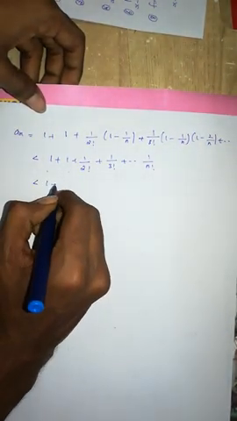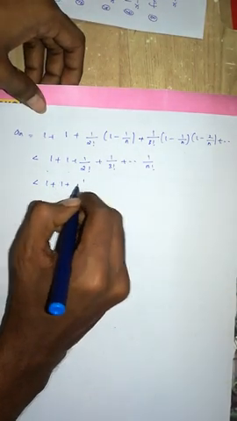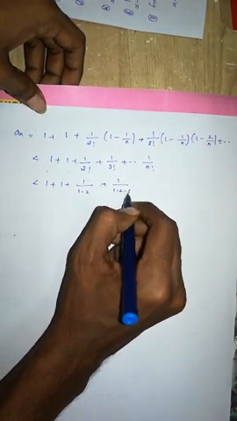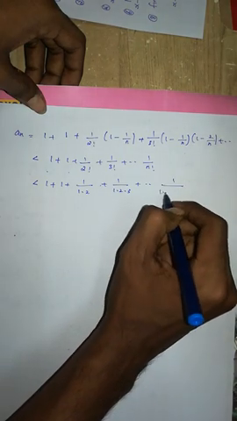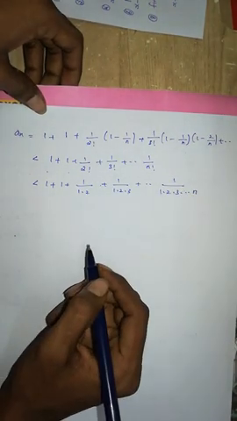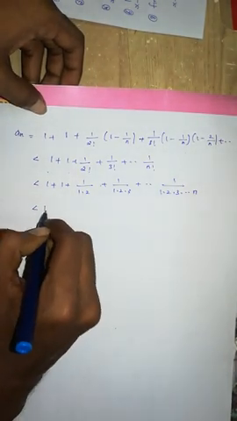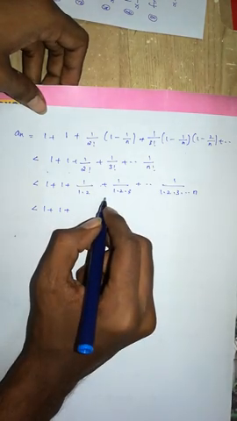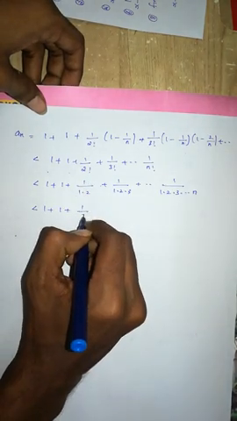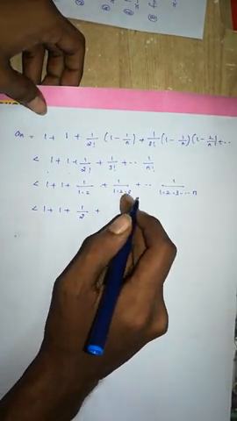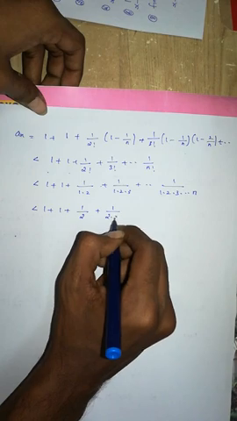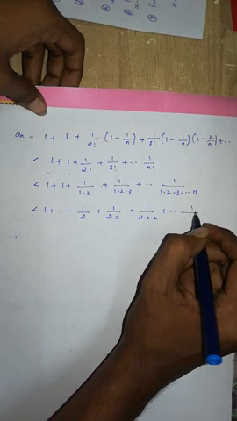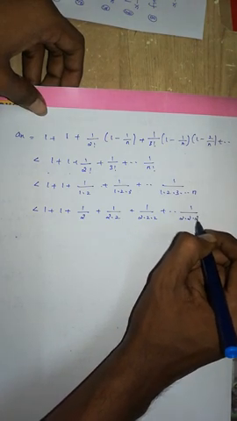Now this will be less than or equal to 1 plus 1 plus, now 2 factorial is 1 into 2, 3 factorial is 1 into 2 into 3, and n factorial is 1 into 2 into 3 up to n. Now this will be less than or equal to 1 plus 1 plus 1 by 2, and 1 by 6, which I am writing as 1 by 2 into 2, the next term will be 1 by 2 into 2 into 2, and the next term will be 1 by 2 into 2 into 2 into 2.